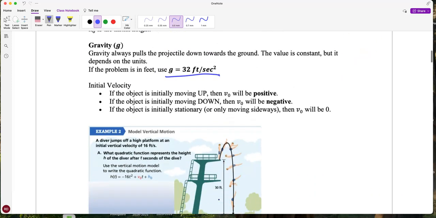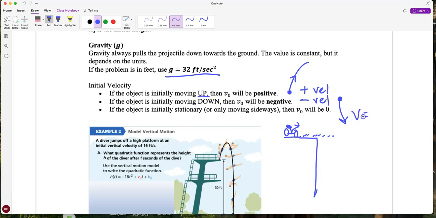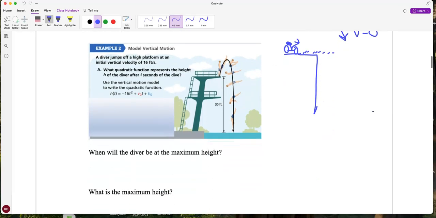So if we think about the initial velocity, if the object is initially moving up, so I take an object and throw it up this way, that is a positive velocity. If I take an object and throw it down or thrust it down, that is a negative velocity. If I have something like a car or a bike, let's just say I can draw a bike better than a car, and it just rolls off a cliff, the velocity is 0. Okay, so if I thrust something upward, positive velocity. Thrust downward, negative velocity. Rolls off the edge of a cliff or falls off a table, that's a 0 velocity.